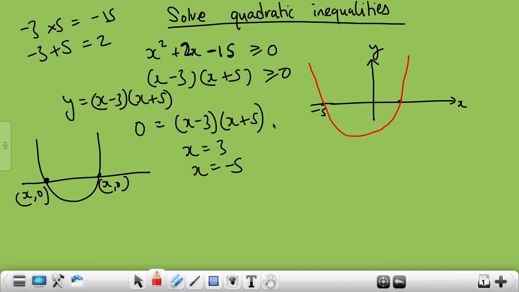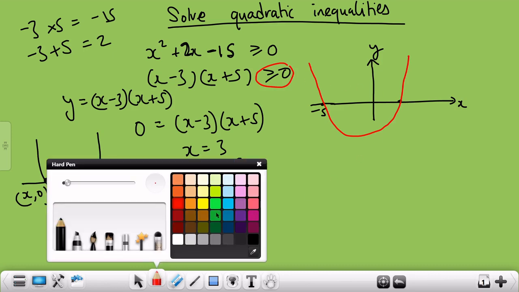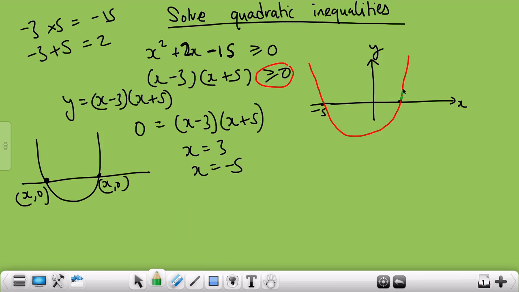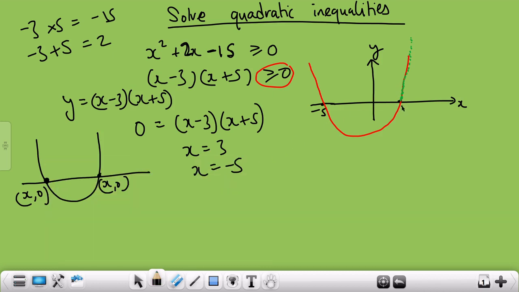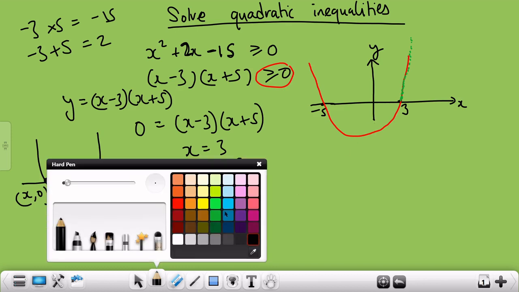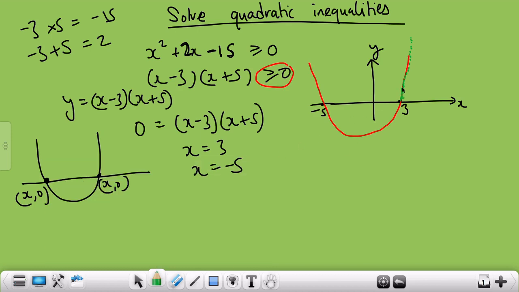Right then, now we need to find all the values of y that are bigger than or equal to 0. Well, any coordinates above the x-axis have y values bigger than 0. That was meant to be 3 there, okay? Anyways, as I was saying, all these coordinates that are above the x-axis have a y value bigger than 0, and same on the other side.